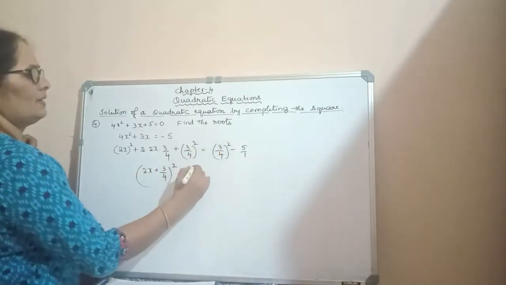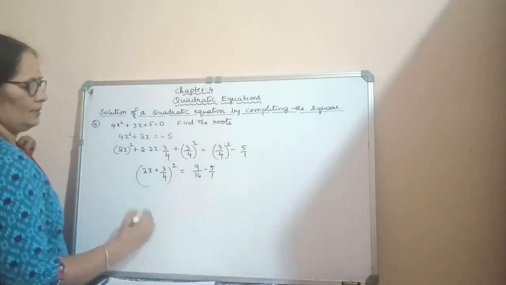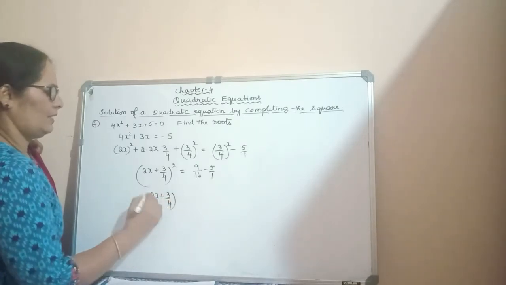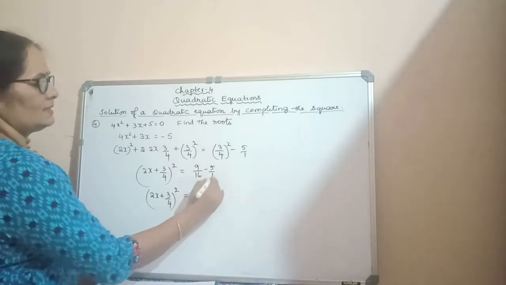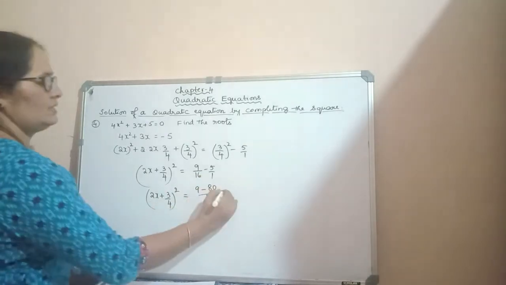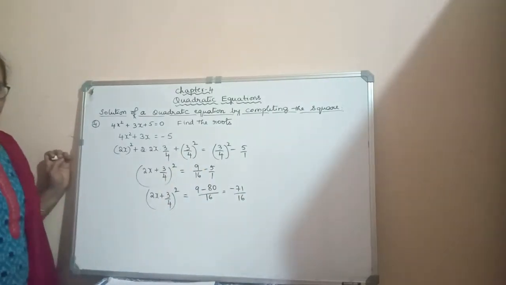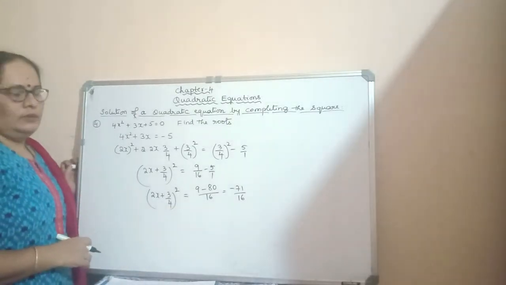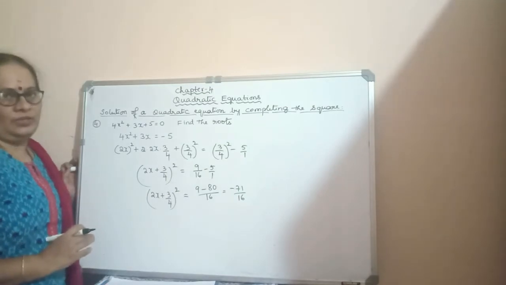equals 3 square is 9, 4 4 is 16, minus 5 by 1. So 2x plus 3 by 4 whole square equals 9 minus, take LCM, 80 by 16, which is minus 71 by 16. Can you take the root on both sides now? You cannot take the root of a negative number, which would be imaginary.